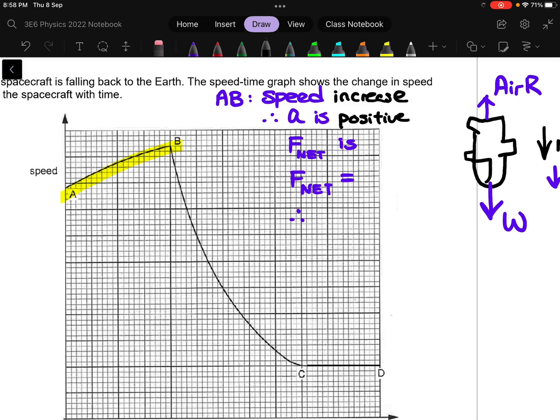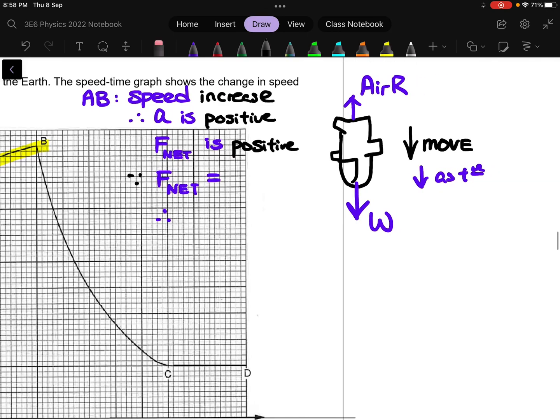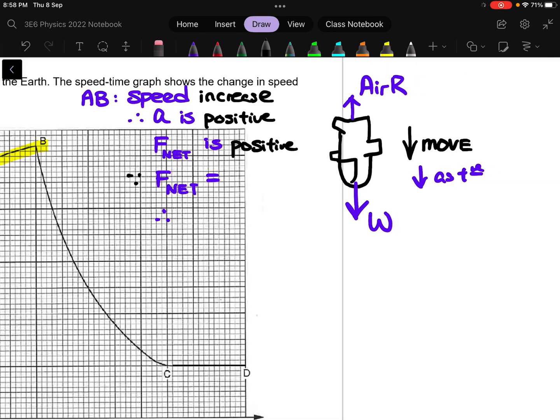So acceleration is positive. If you are taught by me, I keep telling my class that one of the most important pieces of information that Newton's second law tells you is that if a is positive, F net is positive. If a is negative, F net is negative, right? In this case, a is positive because it is speeding up. It means that between A to B, your F net is also positive. And because your F net is given by, is it W minus air resistance, or is it air resistance minus W? F net. Come, think.